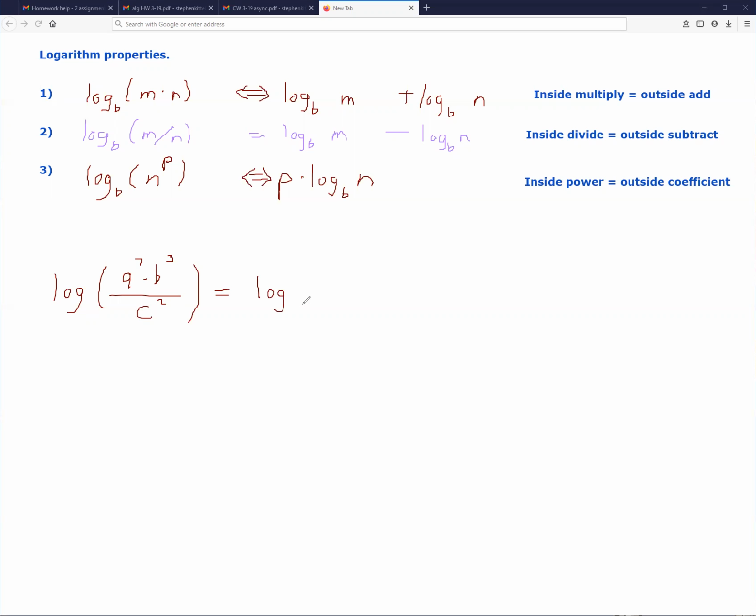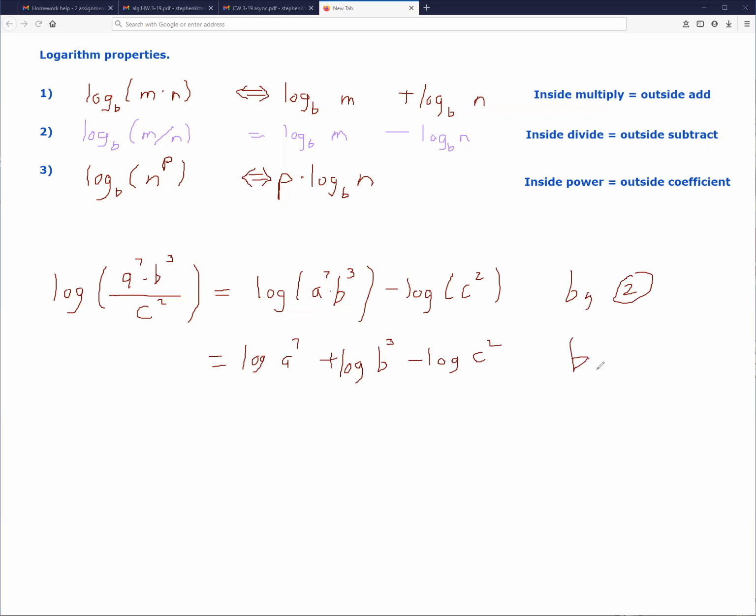So I'm going to use property, well, first I'm going to use property number 2. What you're going to see is that actually I could have done a bunch of these at once. And if you see how this works, you can actually do it all in one big bite. But this is by property number 2. All I did was take the thing that's being divided and write it as a subtract. Well, we still got the multiply up here to deal with, so I'm now going to write this as log of a to the 7th plus log of b to the 3rd, and then bring down the rest of it.